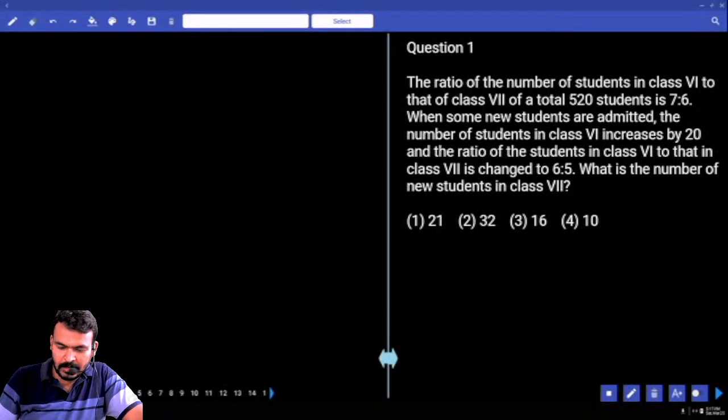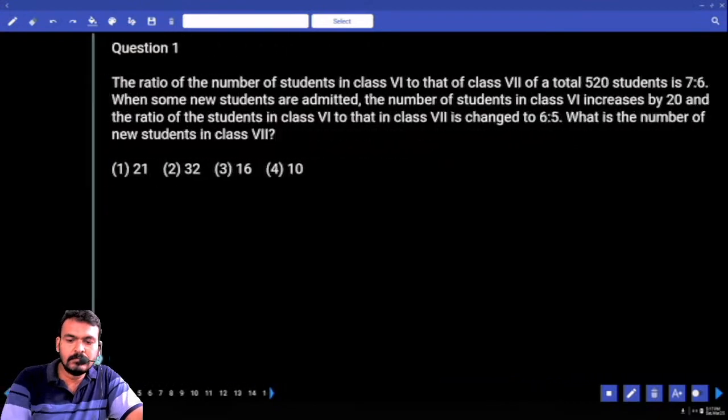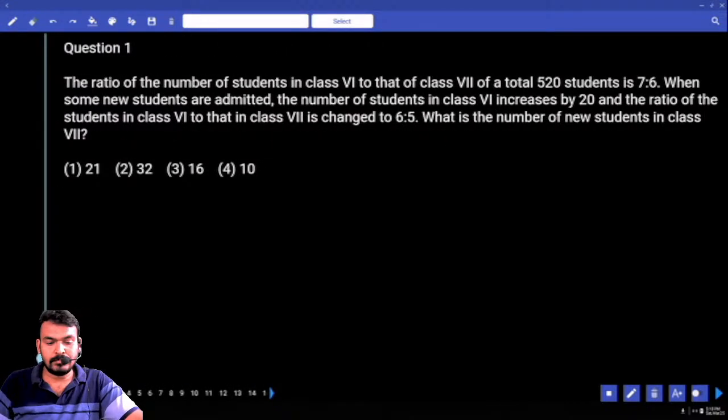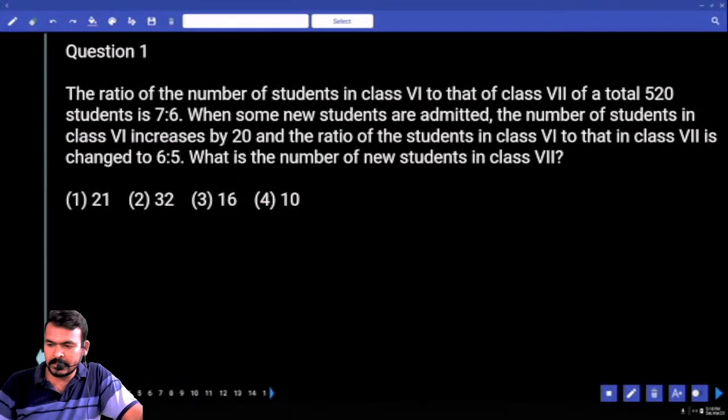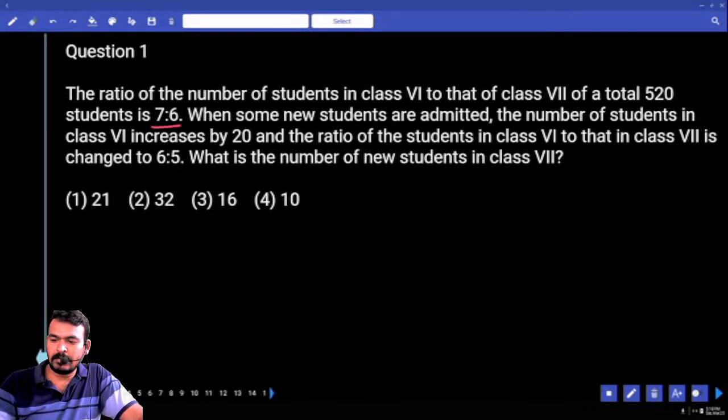Question number 1. The ratio of the number of students in class 6 and class 7 of a total 520 students is 7:6. Total how many parts? 13 parts. 13 parts are how much? 520. Every one part is 40. Then 7 parts is 280, and 6 parts is 240.